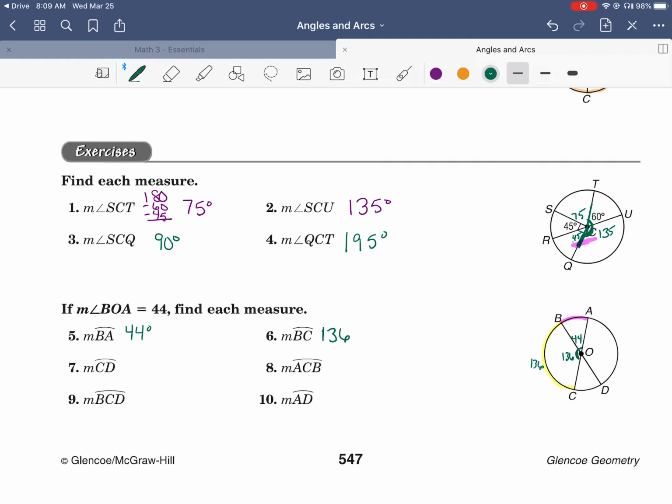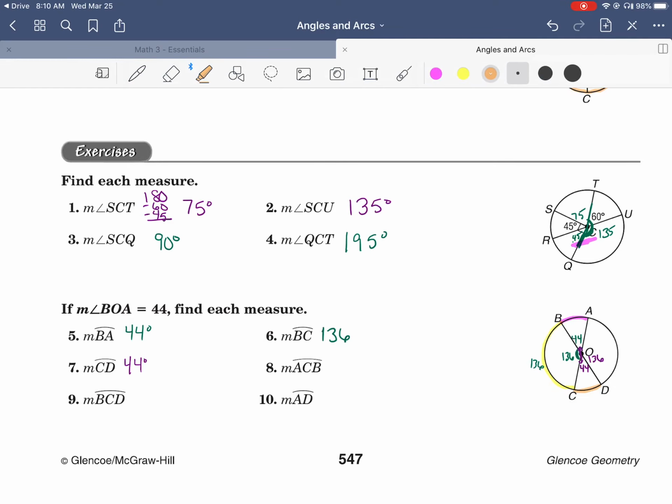CD, vertical angles. So vertical angles right here, they're going to be congruent to each other. So this has to be 45, which while we're at it, we know this one's going to be 136. Okay. If this angle is 44, CD will also be 44 degrees.